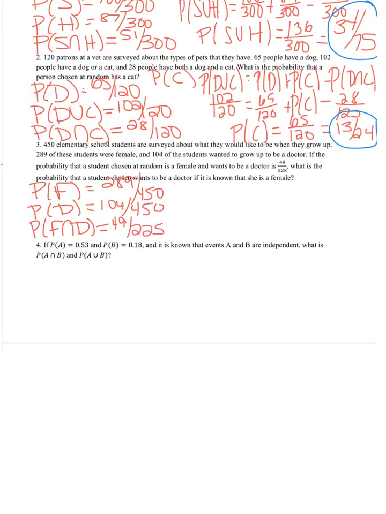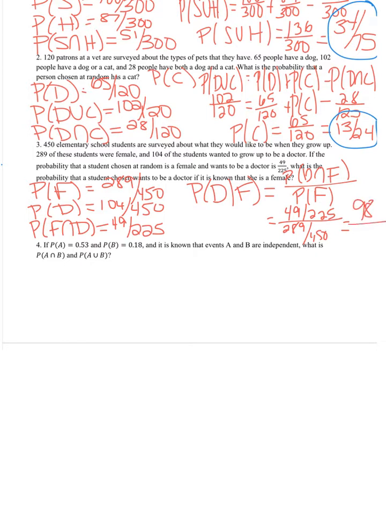What is the probability that a student wants to be a doctor if it is known? So if it is known, that's given. So doctor, given female. So this is equal to the probability of both divided by the probability of the given. Okay, so this is equal to, both is 49 out of 225 divided by 289 out of 450. Okay, you can type that right into your calculator if you want to do the alpha y equals button. That way you get nice clean fractions, you can. And this gives me 98 out of 289.